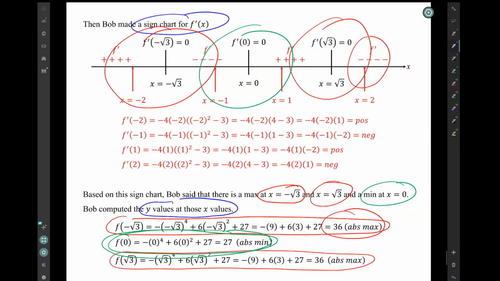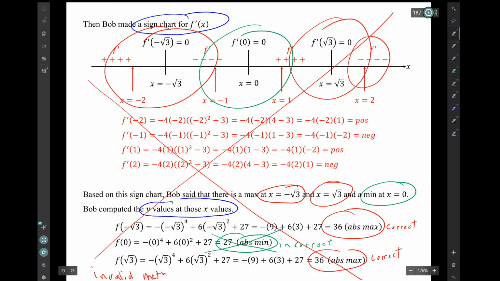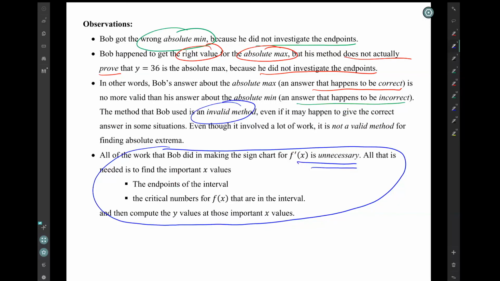If you go down and look at all the work that Bob did, he spent all that time making a sign chart, and then he got the wrong value for the absolute min because he forgot to investigate the endpoints. And the thing is, he didn't need this sign chart at all. Even though it's an impressive sign chart, took a lot of work, he didn't need it. So again, don't make a sign chart for f prime when you're doing the closed interval method.